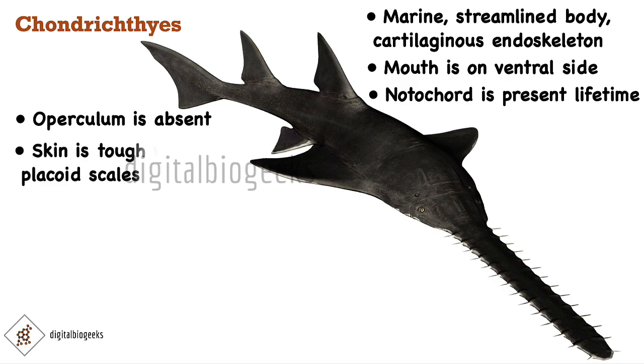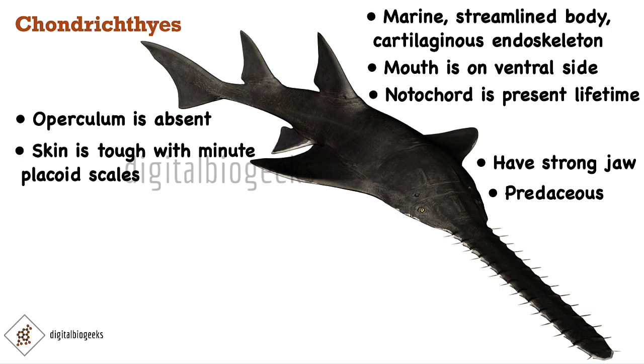The skin is tough with minute placoid scales. These placoid scales are modified to form teeth and they are backwardly directed. They have jaws and are very strong. They hunt and kill other animals for food, or otherwise we can say they are predaceous.